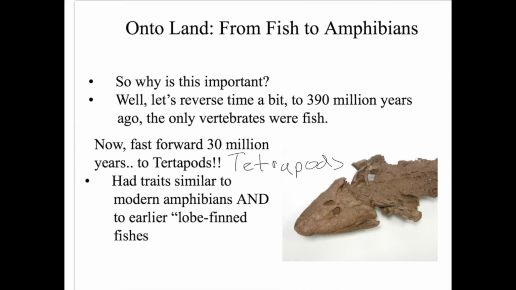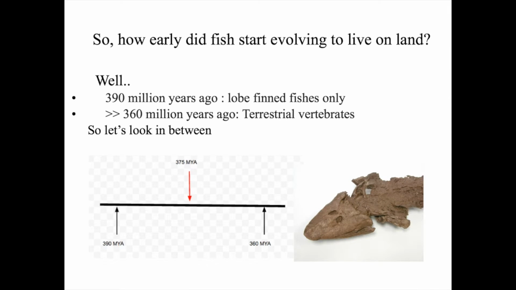So these tetrapods would have very similar traits to modern amphibians and to earlier lobe-finned fishes. You can see here that they would have a flatter head, a distinct neck, and although not shown in the photo, they would actually have very well-developed legs and limb girdles. Yet they would also have very large bony fins so they can prop themselves up on the bottom of shallow lakes. So how early did fish start evolving to live on land?